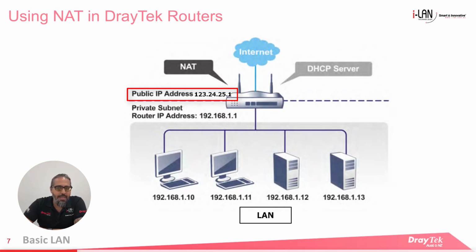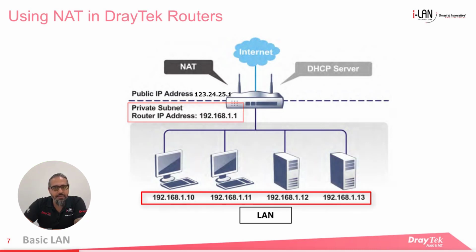while its LAN IP address is 192.168.1.1, and the devices behind it have private LAN IP addresses in the same subnet from 192.168.1.10 to 13. Usually, these IP addresses will have been assigned automatically by the DHCP server of the router.